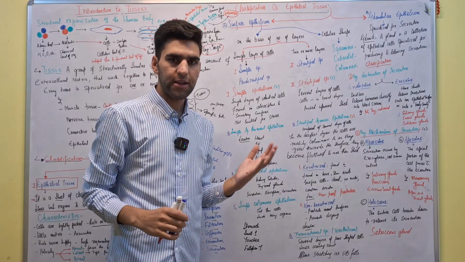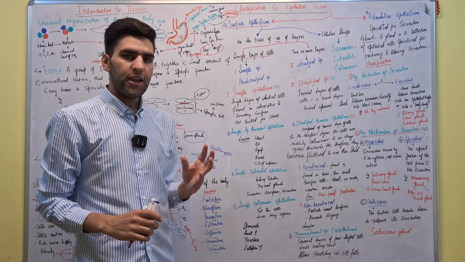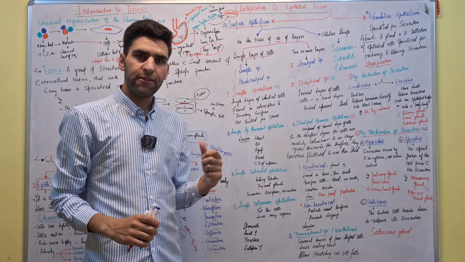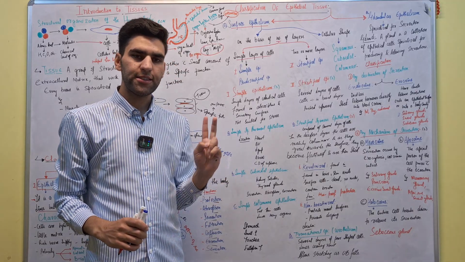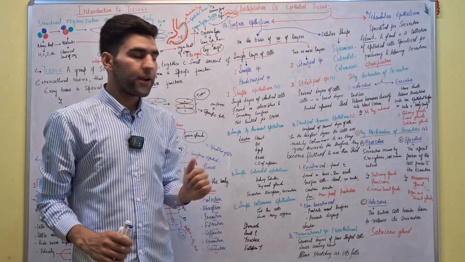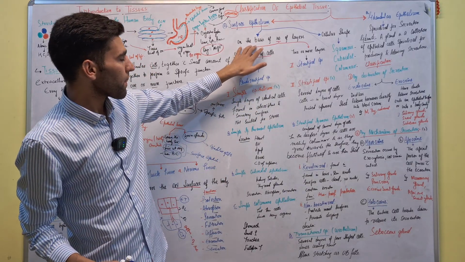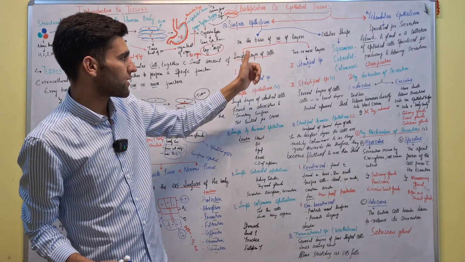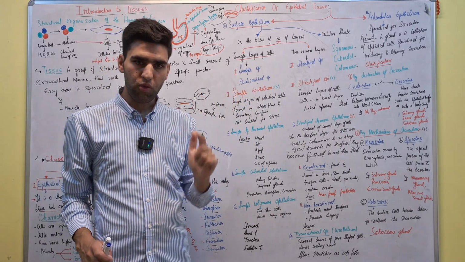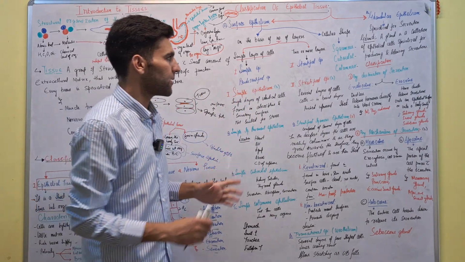So first we divided the epithelium on the basis of function. If it covers the body cavities or lines the body organs, we call it surface epithelium. Or if it forms the glands, we call it glandular epithelium. Now, if the surface epithelium has a single layer of cells, we call it simple epithelium. If it has two or more layers, we call it stratified epithelium.